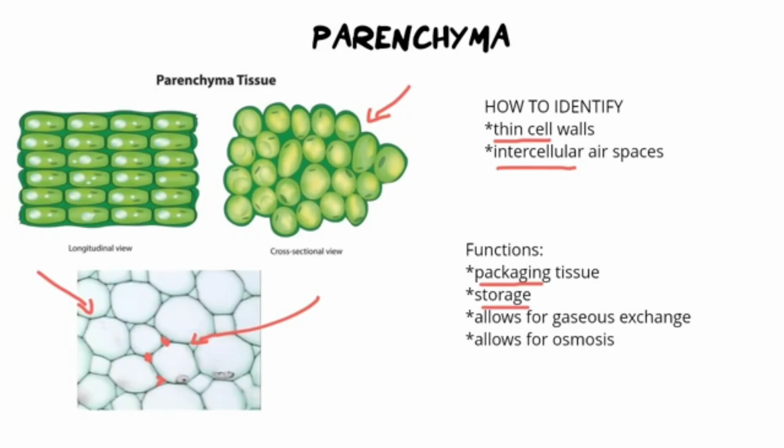You'll notice they look quite empty. If you look at the micrograph, there's nothing really inside of here, and that's because there's space to store stuff. Now, the intercellular air spaces allow for gaseous exchange because it's where gases can literally exchange in that empty space. And it also allows for movement of water because, again, you need an empty space for water to move through. And so that's what parenchyma does for plants.